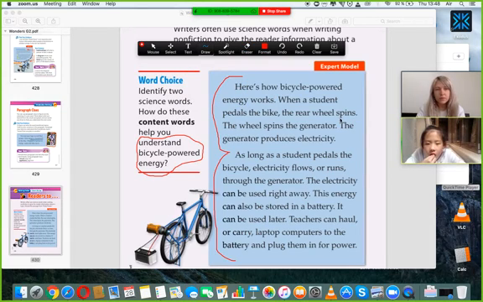Can spin. What else? The generator powers electricity. Generator produces electricity. What else?